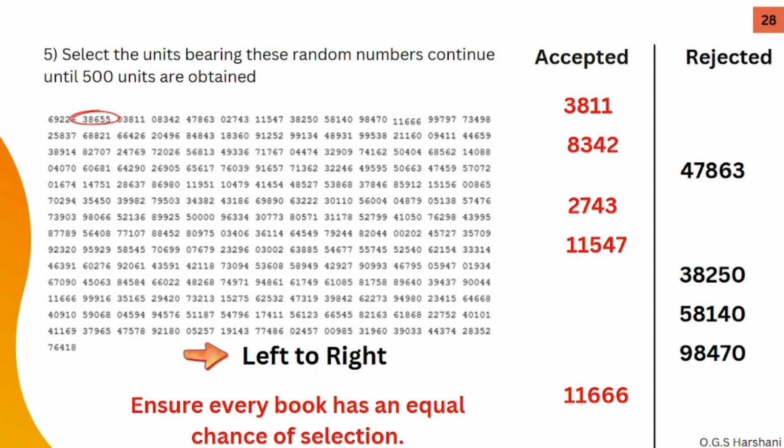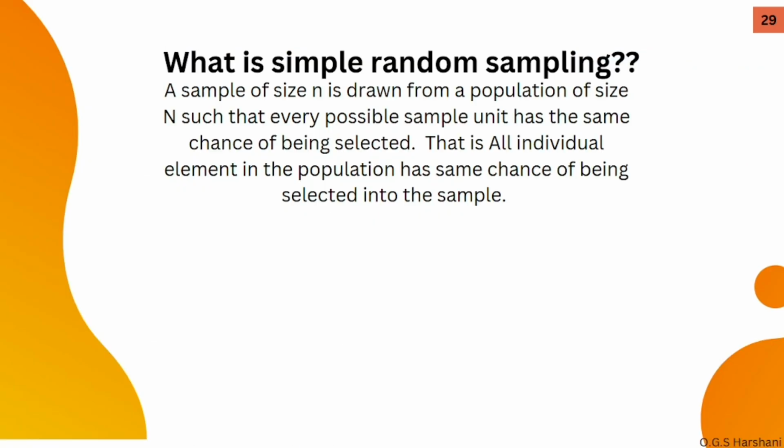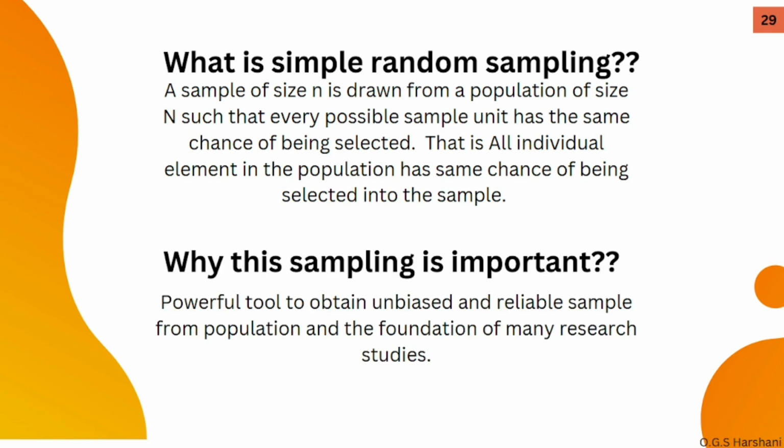Now, according to you, what is simple random sampling? A sample of size small n is drawn from a population of size capital N, such that every possible sample unit has the same chance of being selected. That is, all individual elements in the population have the same chance of being selected into the sample. And why is this sampling important? It is a powerful tool to obtain an unbiased and reliable sample from a population and is the foundation of many research studies.